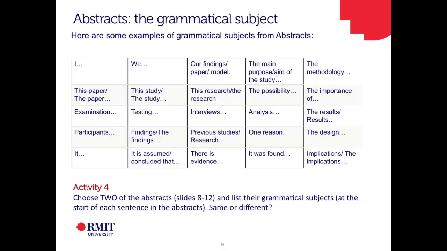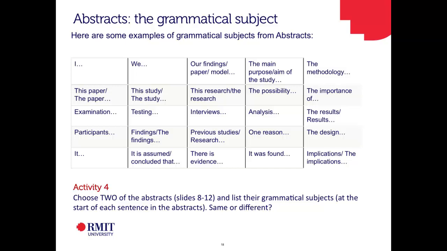We're going to explore a little more deeply now to look at the grammatical subjects of the sentences in the abstracts. Grammatical subjects refer to the first topic in each sentence or the theme. If you look at these examples here, you'll see that the themes relate to the stages of research, the purpose and aim, actions pertaining to the method, the findings, and the significance of the findings, and the conclusion.